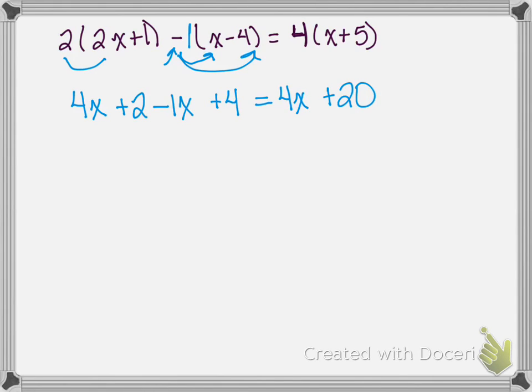Now, the next thing that I'm going to do is combine like terms on the same side of the equation. So here is a like term, and here is a like term, 4x and -1x. 2 and 4 are like terms. 4x minus 1x is 3x. 2 and 4 is 6. Then I have 4x plus 20.